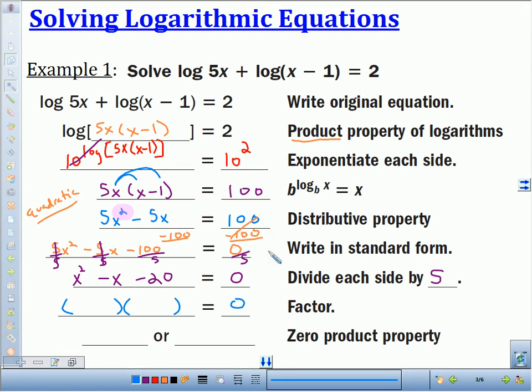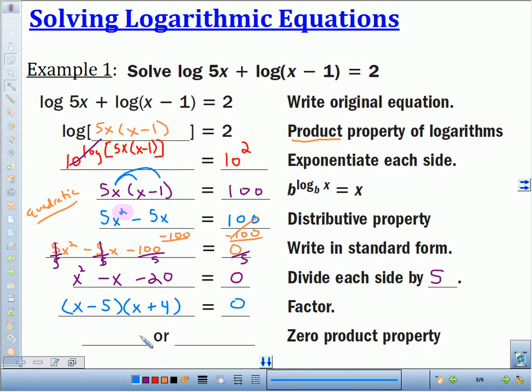And that means that I'm going to have to do some factoring here. If I multiply x squared times negative 20, I get negative 20x squared. I would need the factors of negative 20 that add up to negative 1. And those factors would be negative 5 and positive 4. Negative 5 times positive 4 is negative 20. Negative 5 plus 4 is negative 1. So these are my two factors.